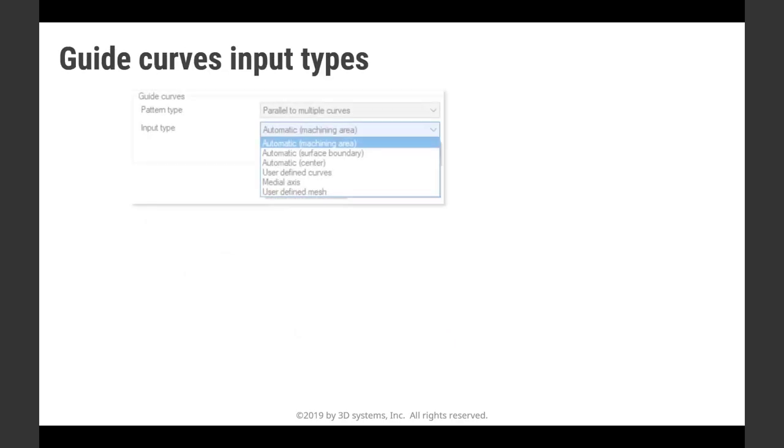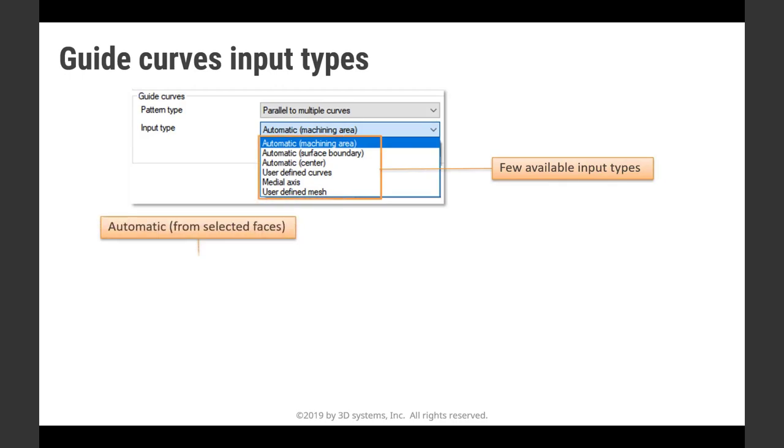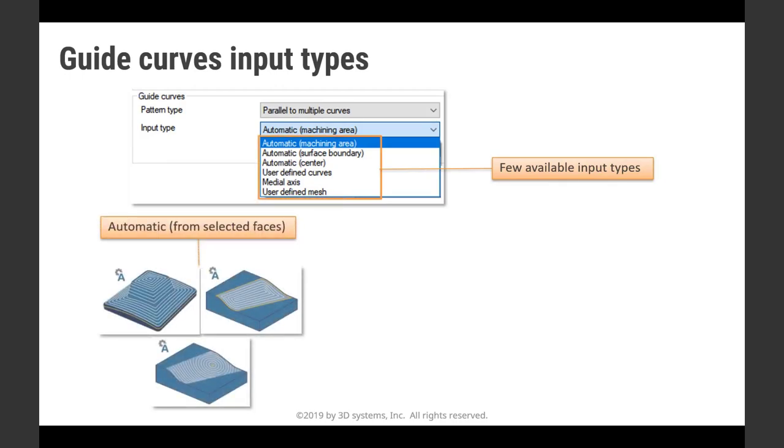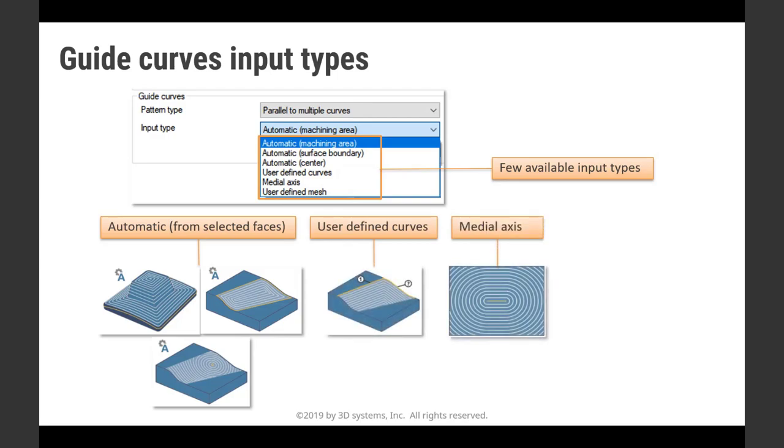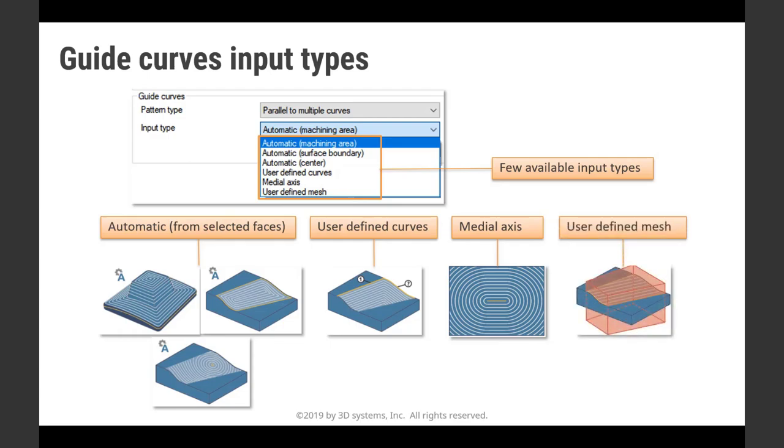For guide curves, we have several input types. We have some automatic options which are detected from the selected surfaces. We have user-defined curves. We have an option for medial axis where the motions are generated as offsets from a selected medial axis. And we have user-defined mesh, where the curves are actually derived by the intersection of the mesh and the machine surfaces. Curves selection, if required, is done via the regular contour manager.